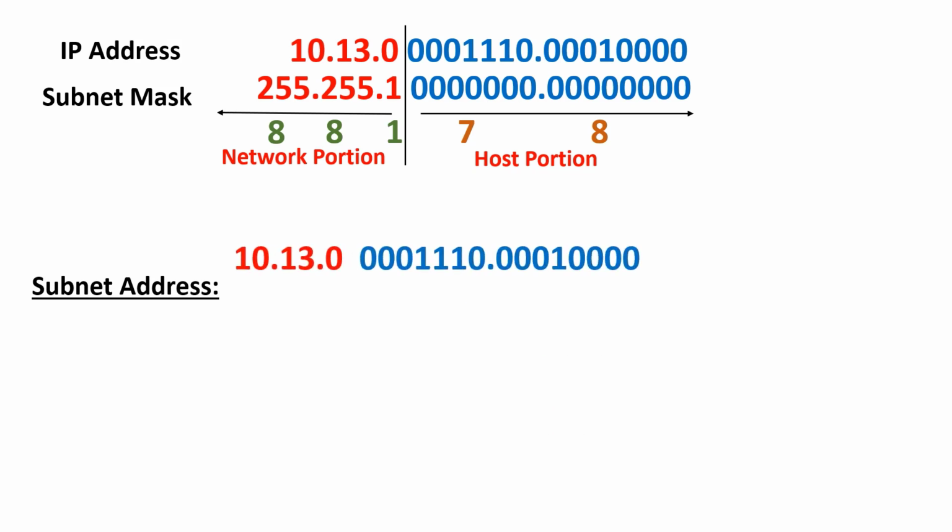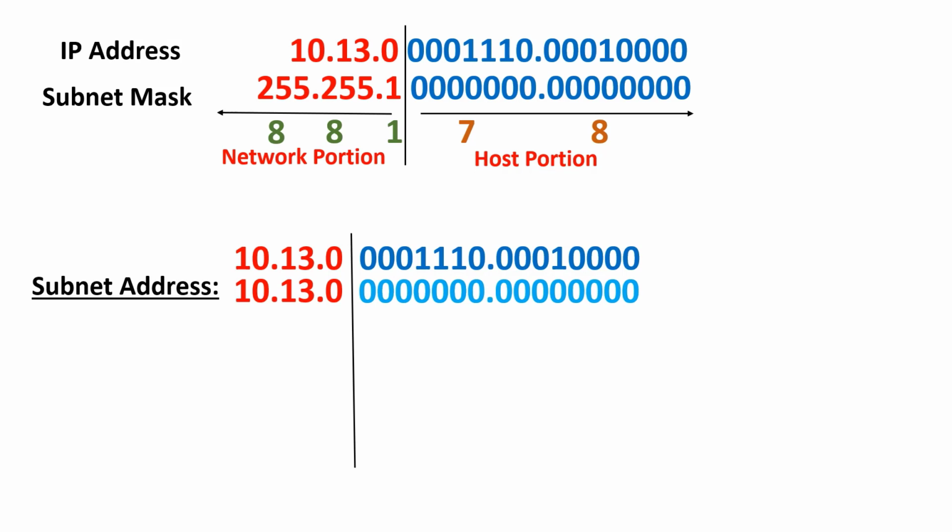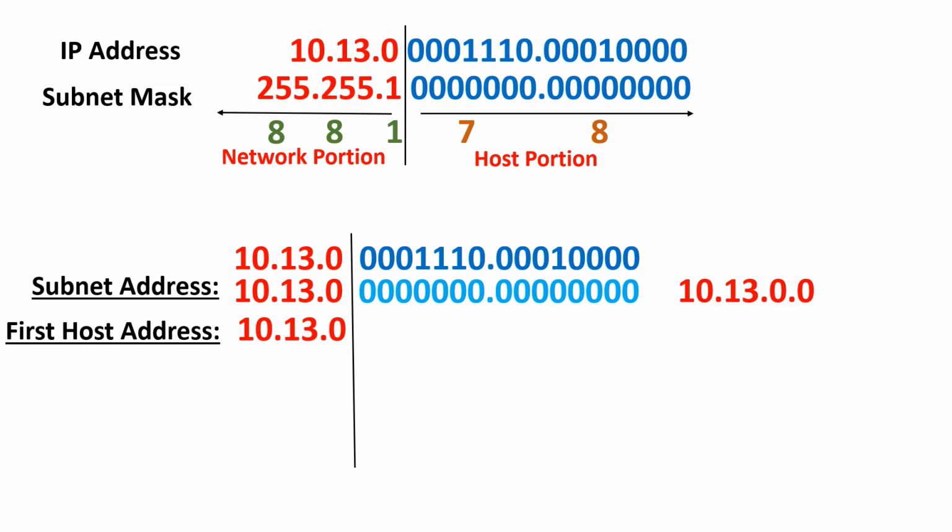Now the subnet address, if we want to configure the subnet address, the rule says that we fill the host portion all with zeros, as we learned in part 1. So when we fill this host portion with zeros, this gives us the IP address for the subnet or the network of 10.13.0.0. And as our first host address, the rule says that we fill the host portion with zeros except for the last bit, which we set to a 1. This is for our first host address.